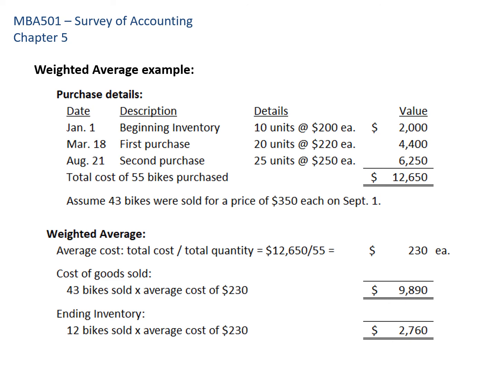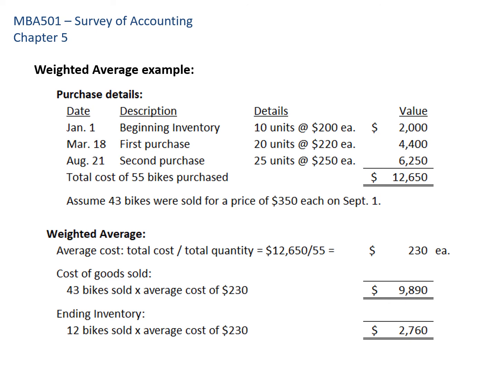I've got $12,650, but I take an average of all of that. So I say my average cost is $12,650 divided by 55 bikes. On average, those bikes cost me $230. So how do I cost 43 of them? I multiply it by that average cost of $230. So I have a cost of goods sold or cost of merchandise sold of $9,890.